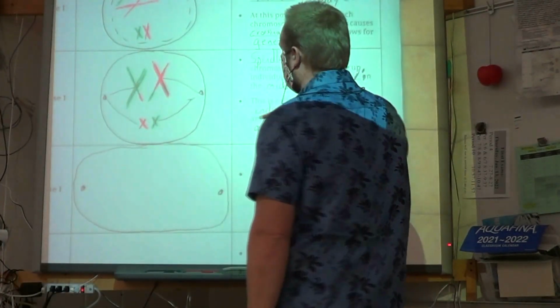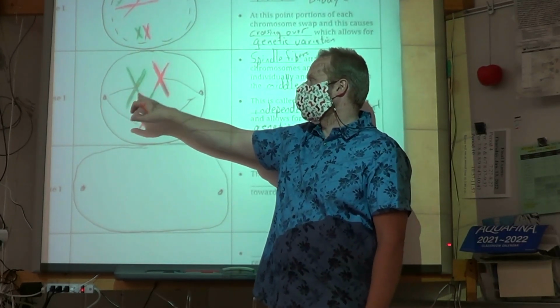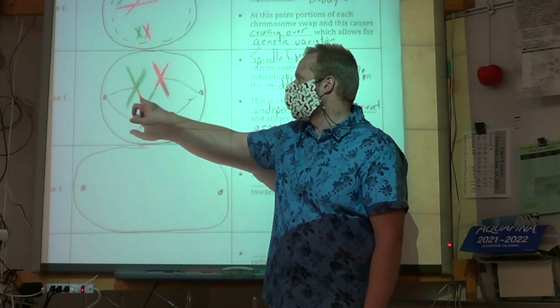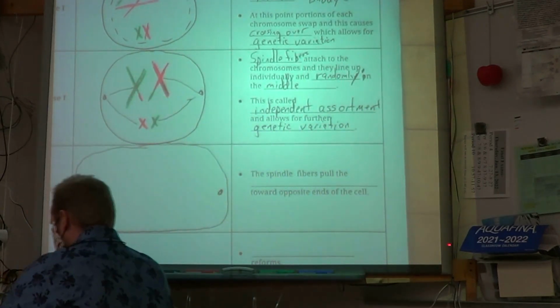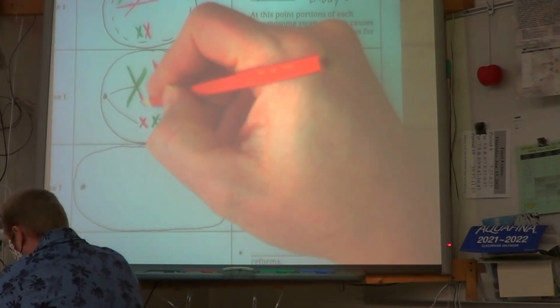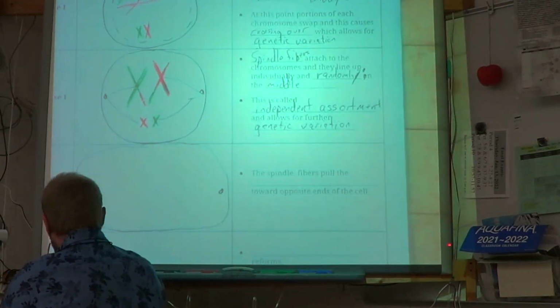That's independent assortment alone. That doesn't account for crossing over. Because now it's not only this is different than this, it's these 2 are going to produce different ones as well. Okay, so that's that idea. It increases the genetic variation of these sex cells that can be produced.